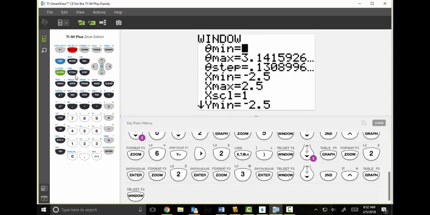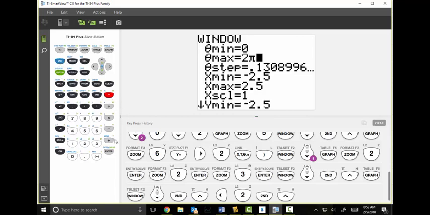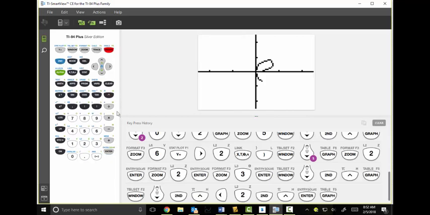So don't freak out. Just go back to window. Check your parameters as far as theta, x, and y. Whoops. I want 2 pi, and hit enter, and then graph that sucker. There we go. It's beautiful.